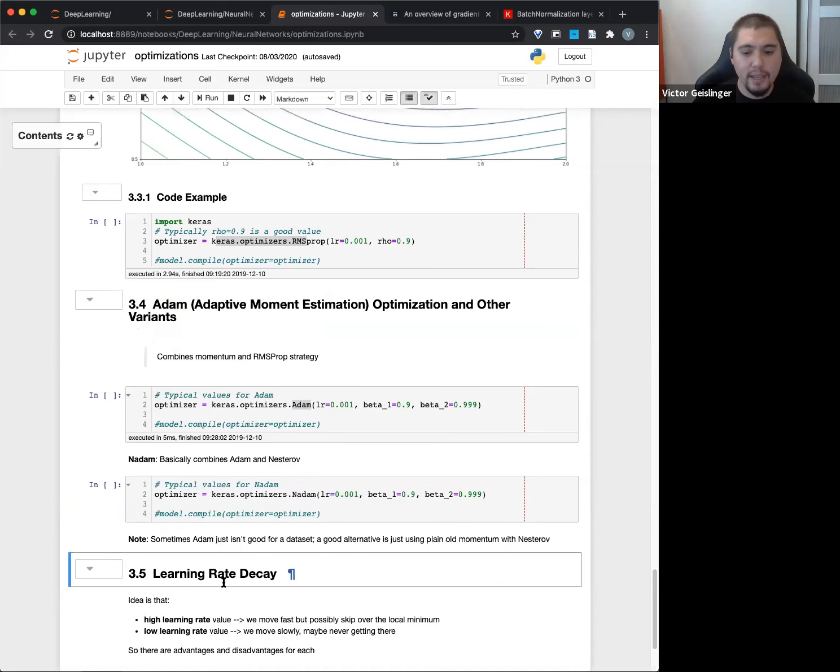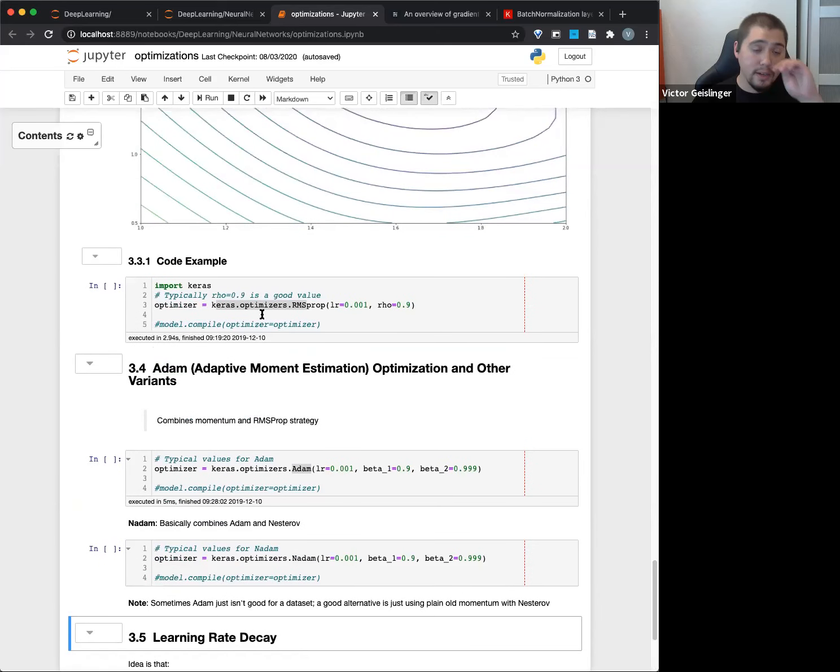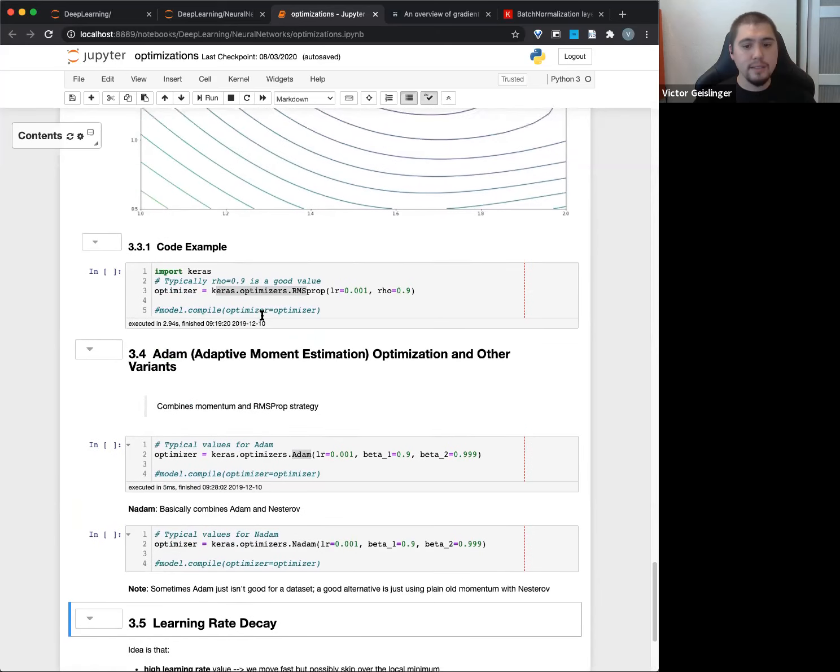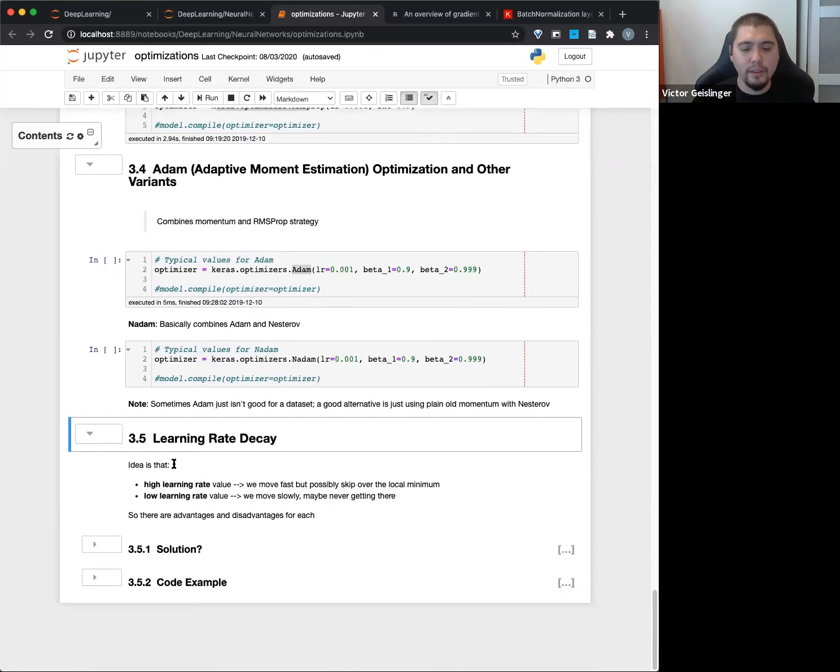It's learning rate decay. We talked about strategies for how we use the gradient to adjust. But you can imagine that if we could adjust the learning rate as we get closer and closer to the solution, we don't have to take as big of steps. The problem is that if we have a high learning rate, we might move too fast and jump over a local minimum. But if it's too small, we might take too long to finally get to the local minimum, forever. So there are advantages and disadvantages. What's our solution?